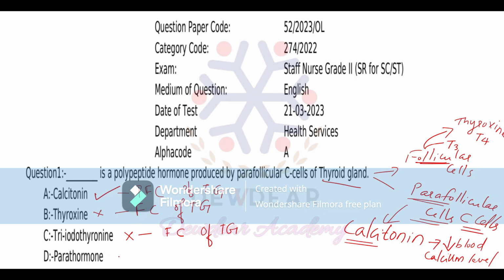Then we have one more hormone, parathormone. We should be familiar with this hormone also. It is produced by the chief cells or principal cells of the parathyroid gland. So parathormone will not be the answer because it is produced by the parathyroid gland.